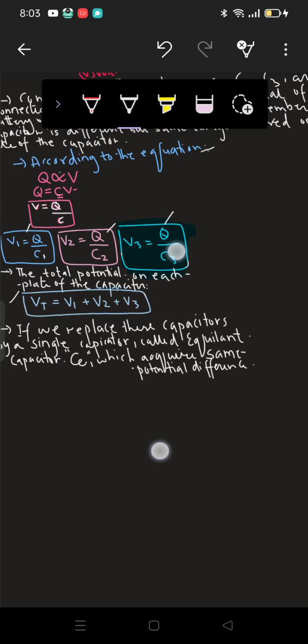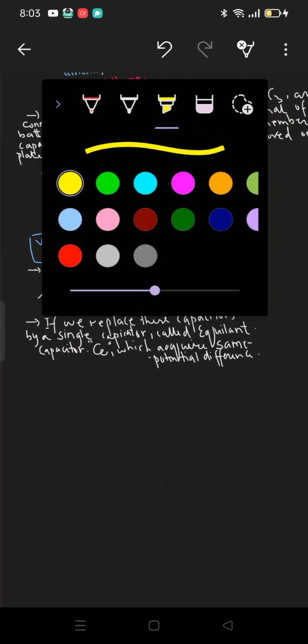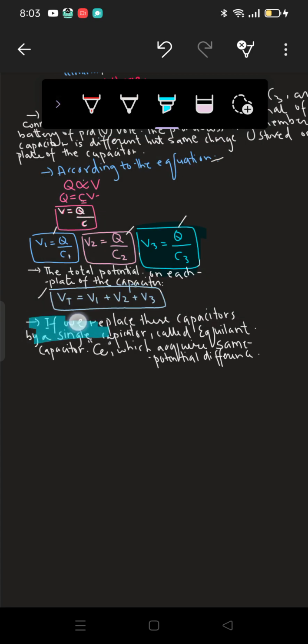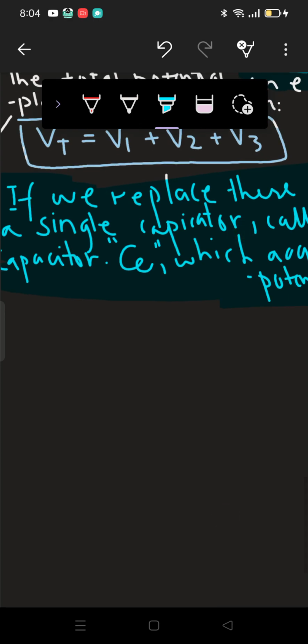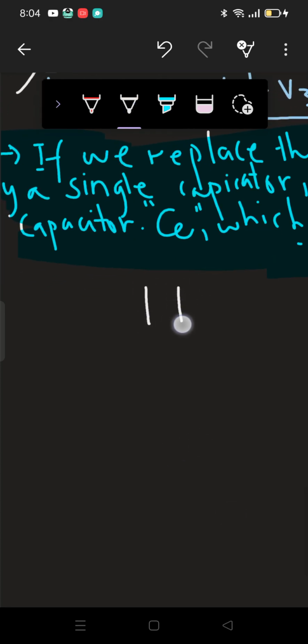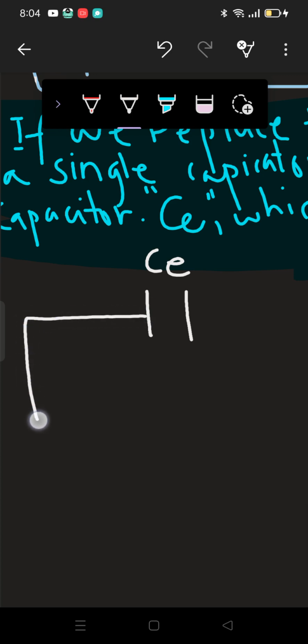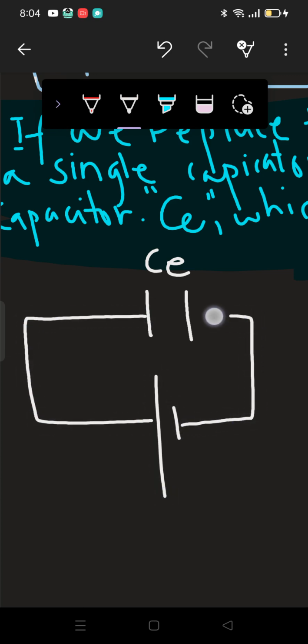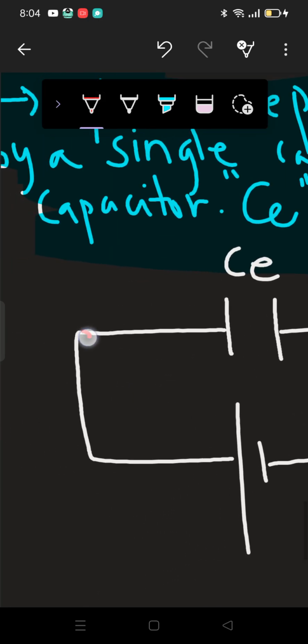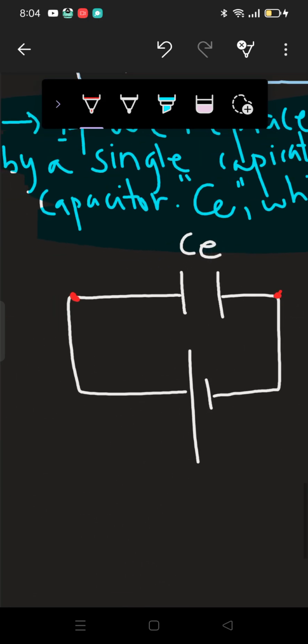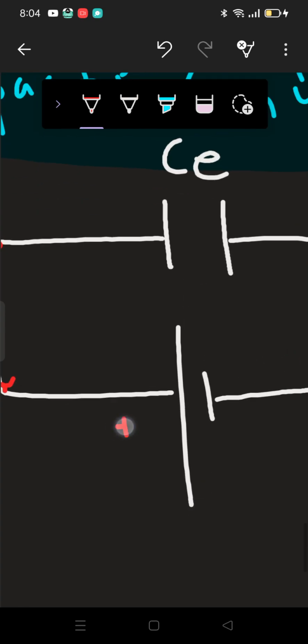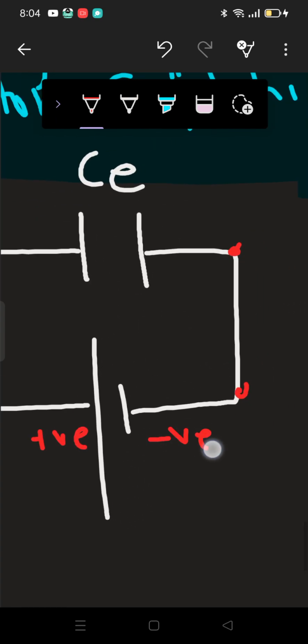Now see, if we replace all these three capacitors by a single capacitor called CE, or equivalent capacitor, which is going to store the same potential difference, right? So wait, let me make the diagram of it. Suppose this is CE, which we have replaced in the positions of C1, C2 and C3, and this is connected with the positive and negative terminals of the battery, providing potential difference V volt across the conductor.